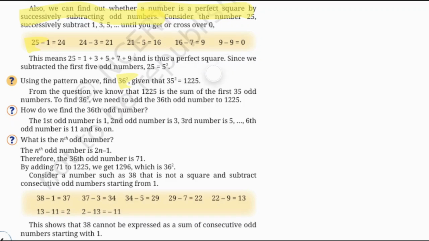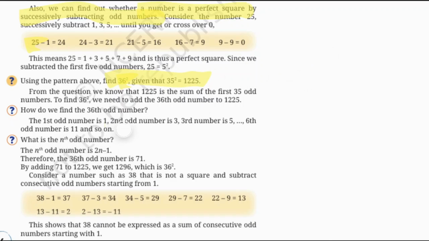Okay. Now, how do we find the 36th odd number? Like the first odd number is 1, second odd number is 3, third odd number is 5, sixth odd number is 11, and so on, likewise it will go on. When we are subtracting, for example, why are we finding the 36th odd number? Because it is given that find 36 square, and given that the 35th square is this one. It means from the 35th square we have to subtract and then we have to check.